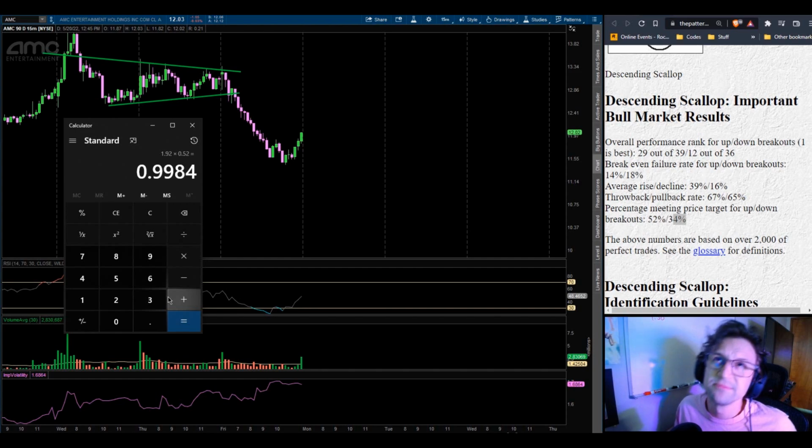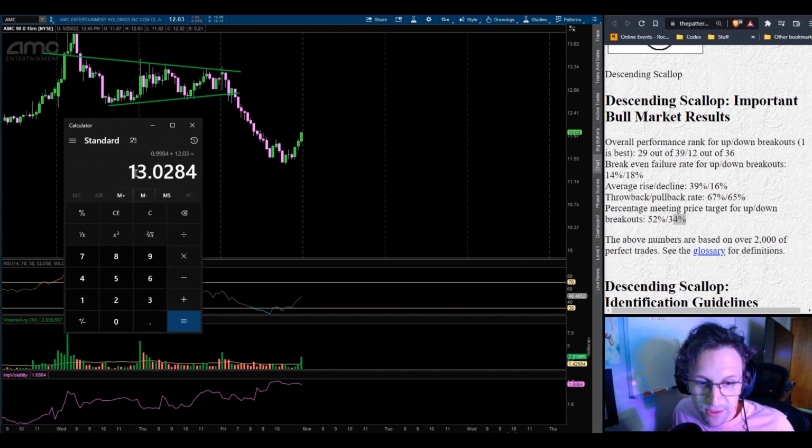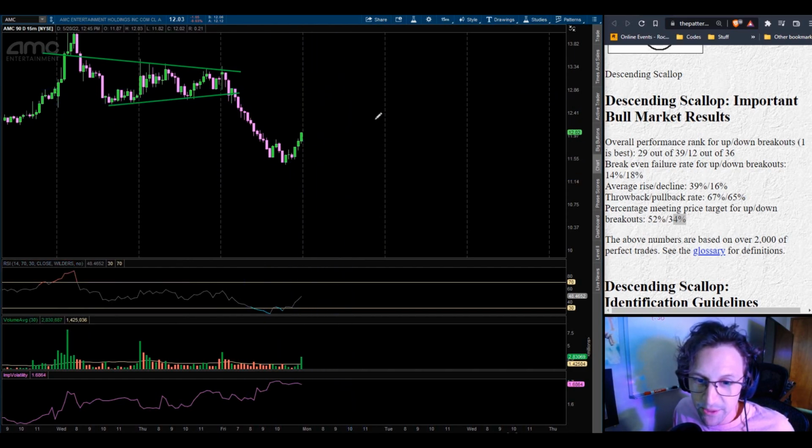Let's see here. 1203. And so 1302 would be our price target for that descending scallop. I'm going to go ahead and put that down. Did I grab the right tool? Let's just do this.